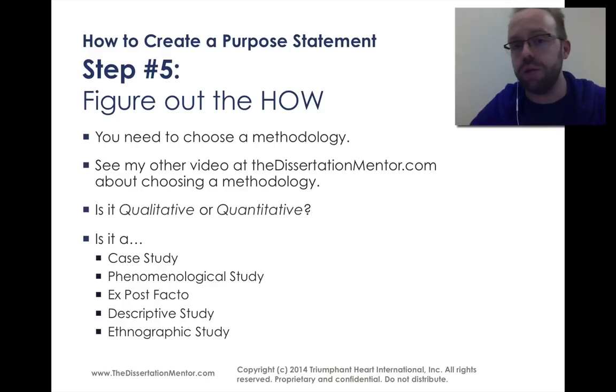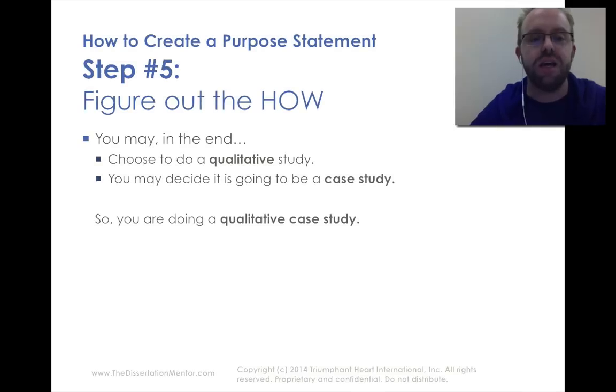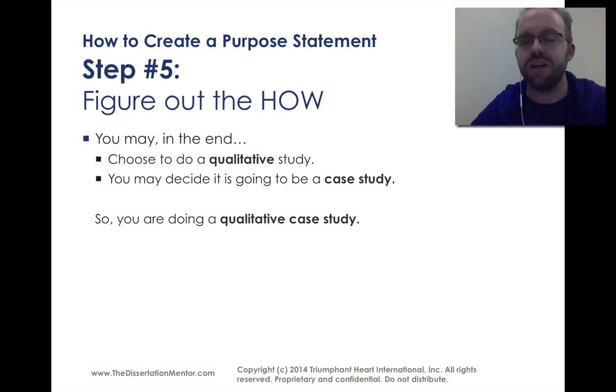And from there, you need to figure out what type of study you're doing. Is it a case study? Is it phenomenological, ex post facto, descriptive, ethnographic? And my other video goes into a lot of detail about how to pick these. But just to say, there are many different types of studies. You need to pick one. So for example, you want to do a qualitative study and you want to do a case study. So you're just going to write down right now for step 5, for how, qualitative case study. And that's step 5.